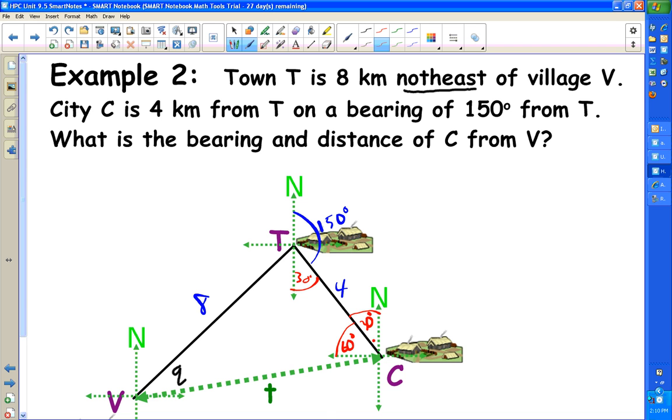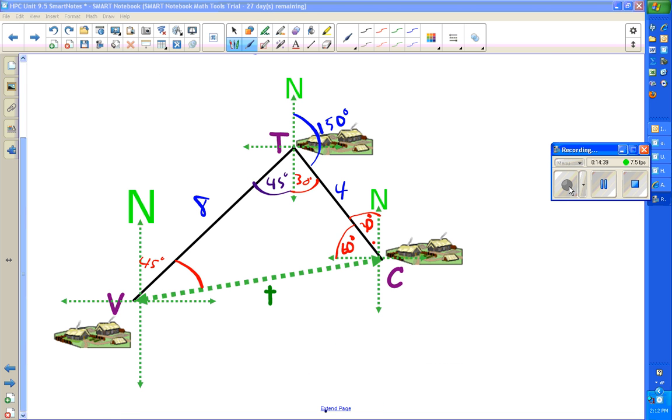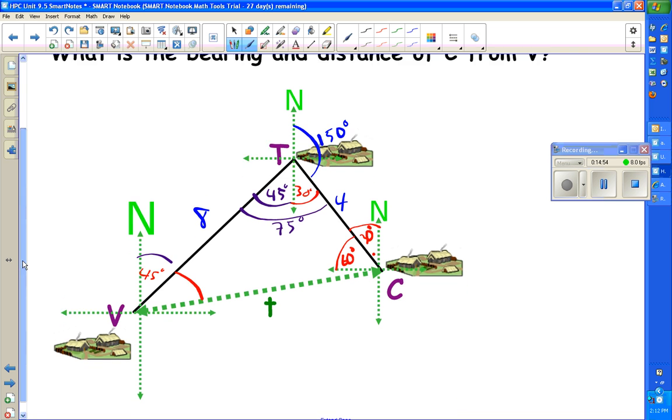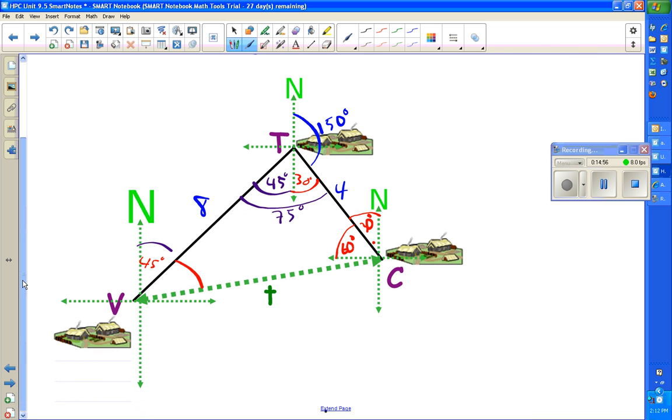What else can we get? So alternate interior angles, 45 degrees, which means this entire angle is 75 degrees. And that's what we're going to use, and it will allow us to find the distance from C to B, which I have labeled as little t.